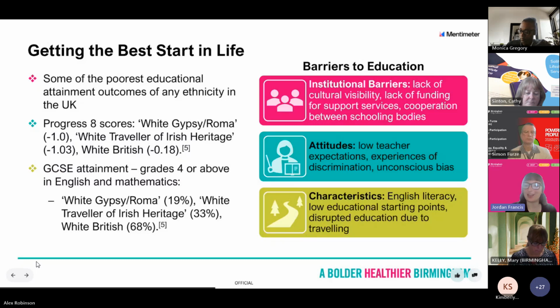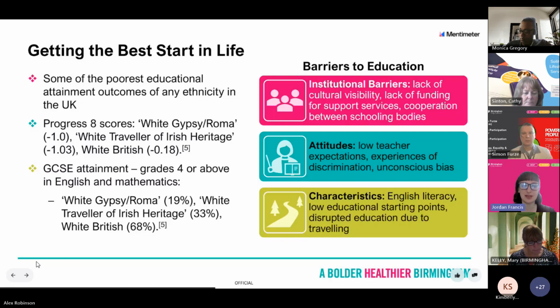So that's showing that a lot of the time is because of these barriers to education that you see on the right, which I'll go through in a minute. And again, in terms of GCSE attainment, so those achieving that grade 4, the standard pass in English and maths, only about 20% of Gypsy or Roma populations or 33% of white Traveller of Irish heritage are meeting these grades, compared to about 68% of the white British population.